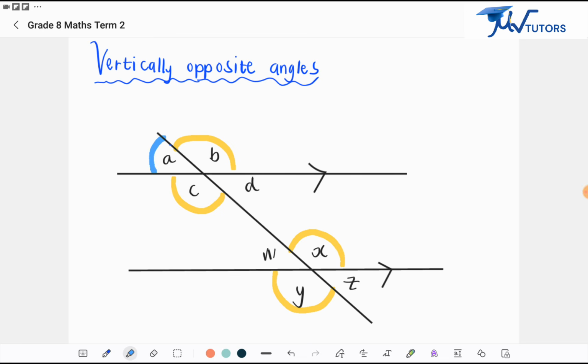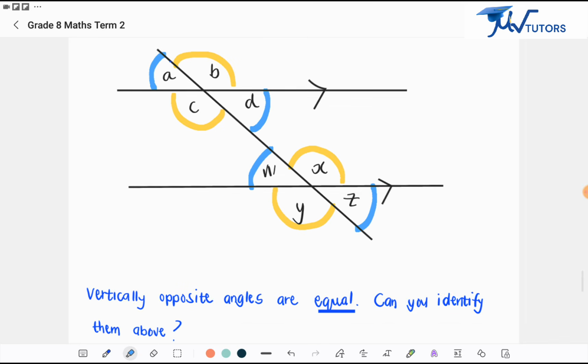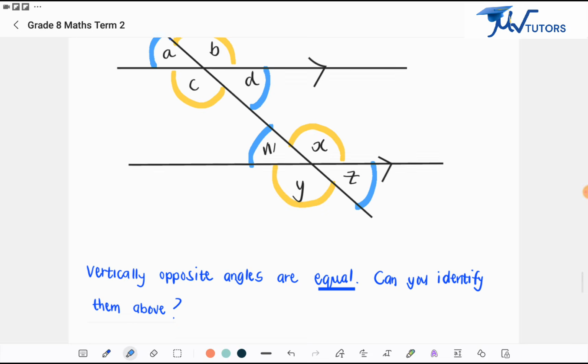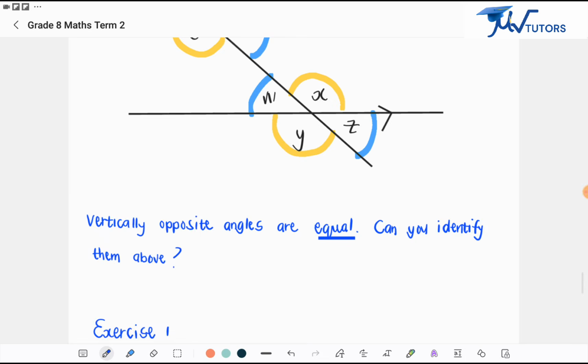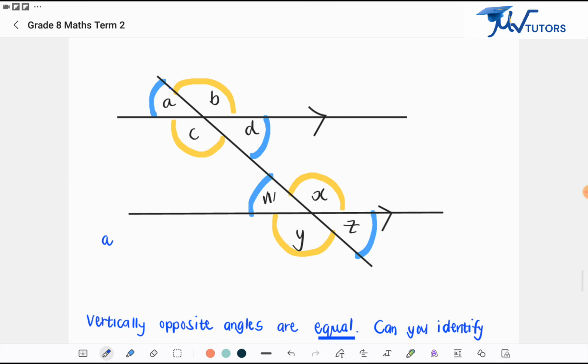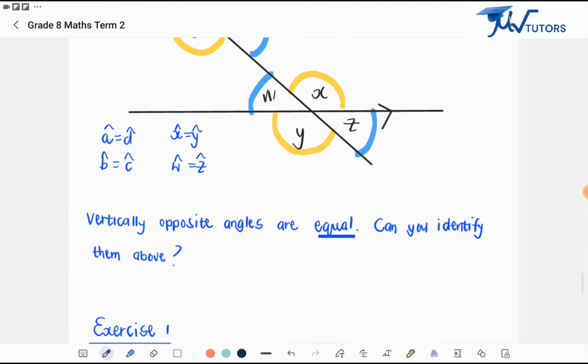Now we can also see that A is equal to D. And because of alternating angles, I know that D is equal to W. Alright? And again, I can see that W is equal to Z because they are vertically opposite angles. So in summary, we say that vertically opposite angles are equal. And can we identify them above? Yes, we can. So we know that A is equal to D. Angle B is equal to angle C. Angle X is equal to angle Y. Angle W is equal to angle Z. And those are your vertically opposite angles.